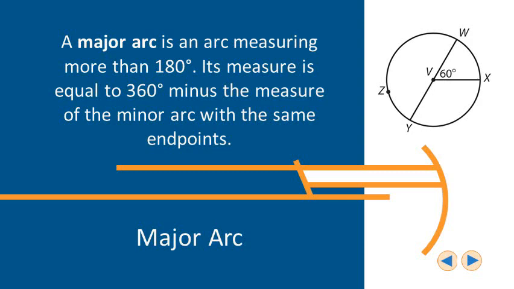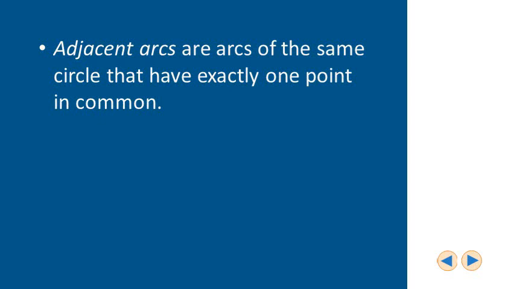And the measure of the arc would be 300 degrees, right? You take the measure of the minor arc that it intersects with and you subtract that from 360. That gives you the measure of the major arc, arc XYW, arc XZW, however we want to label this. Adjacent arcs are arcs of the same circle that have exactly one point in common.